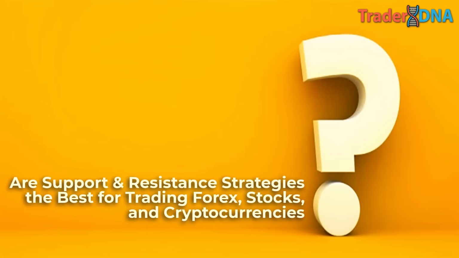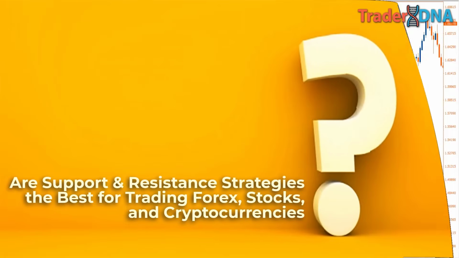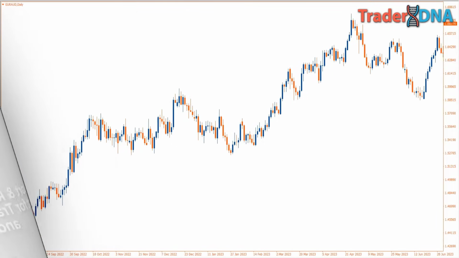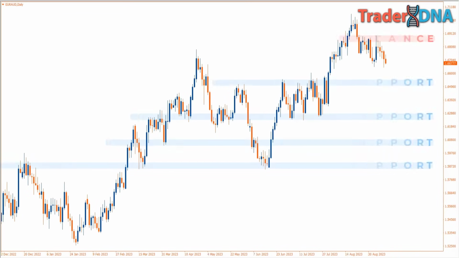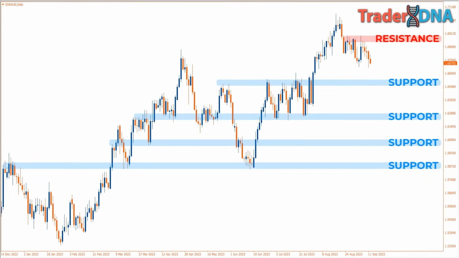Are support and resistance strategies the best for trading stocks, forex, and cryptocurrencies? Based on my experience as a trader, I consider support and resistance to be one of the best market analysis tools, almost never overlooked by big traders when analyzing the market.